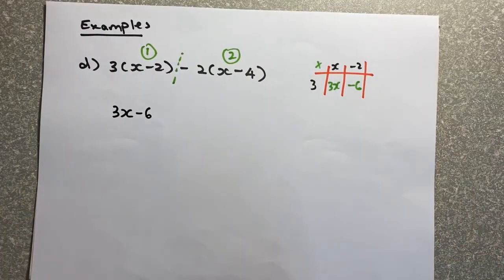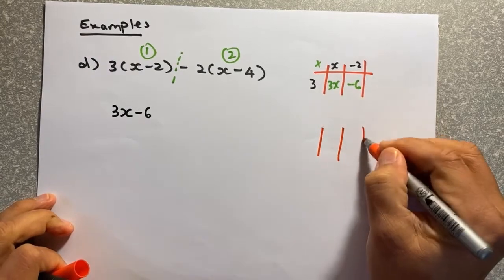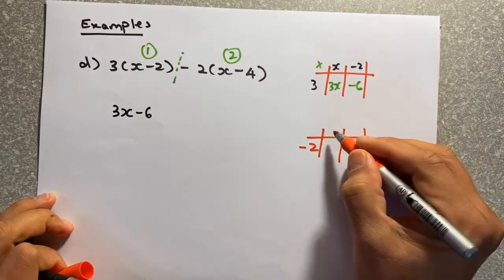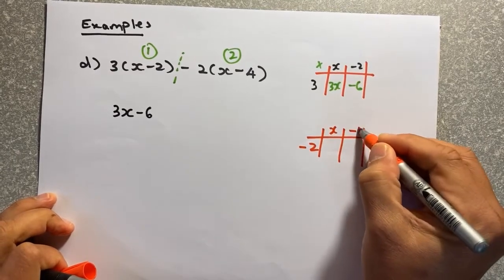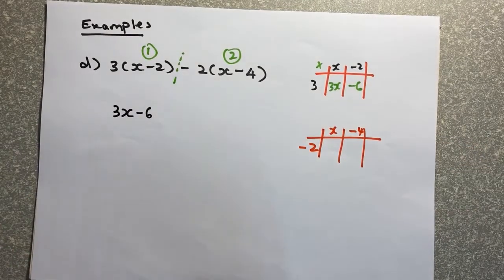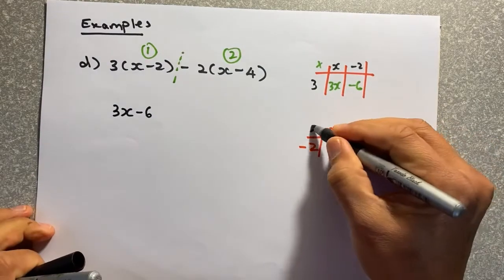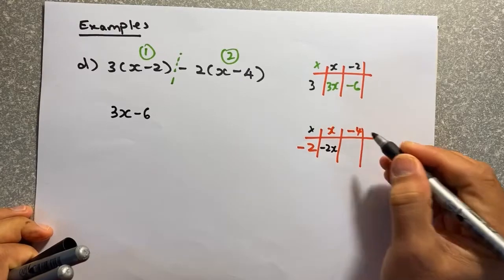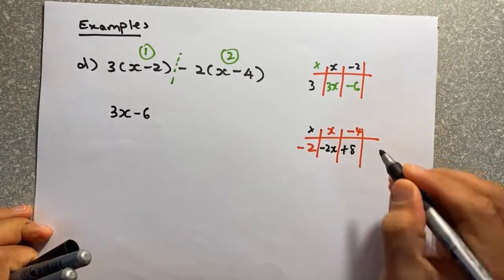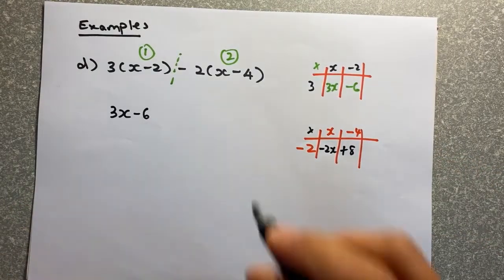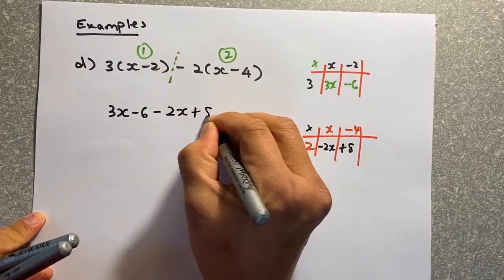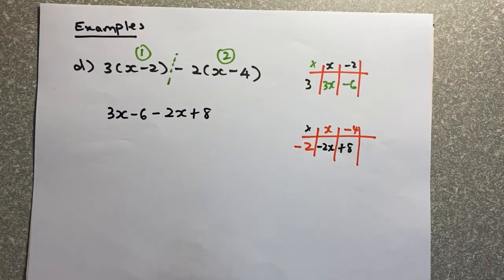And then we do the second one. The second expression, the same thing. We're going to do the numbers there. This is minus 2 multiplied by x minus 4. Be careful when you multiply them. So minus 2 times x gives you negative 2x. Negative 2 times negative 4 is plus 8. So you're going to put the second expression there: negative 2x plus 8.